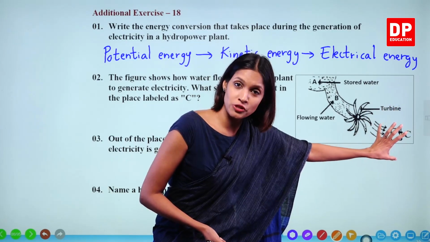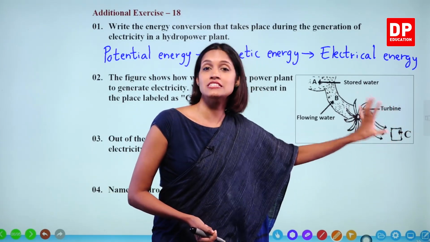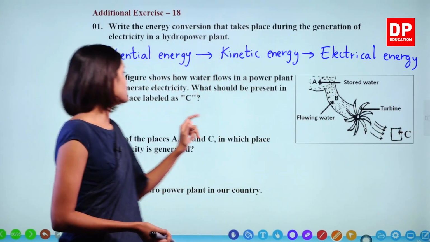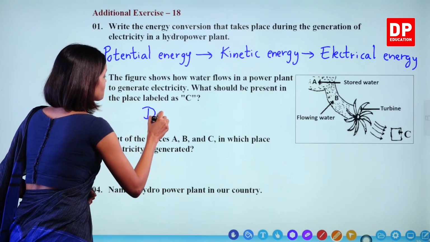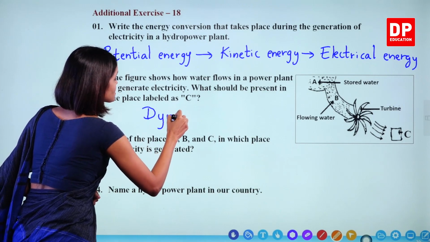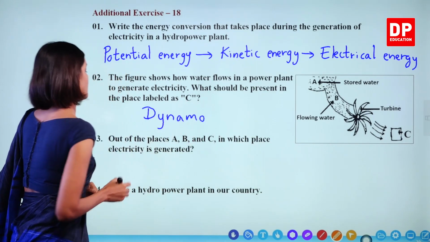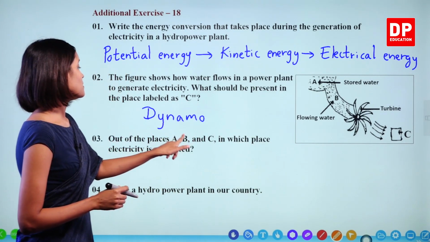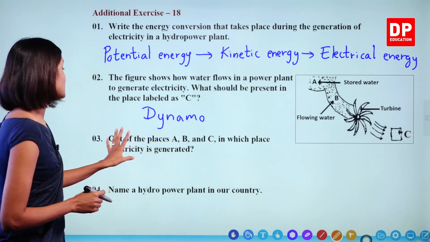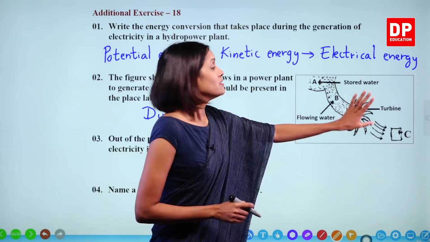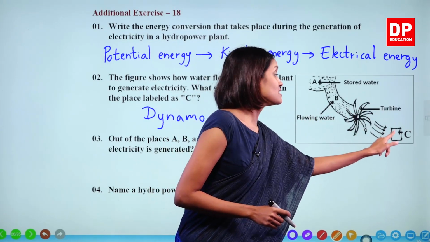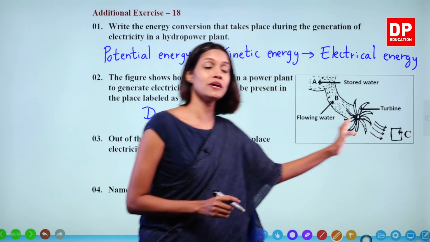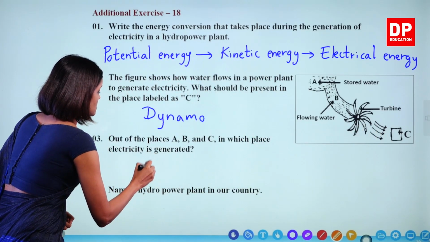When the dynamo rotates, the dynamo works, electricity is generated, right? So, what is labeled as C? Dynamo. You can even write generator. Out of the places A, B and C, in which place electricity is generated? So as I mentioned before, electricity is generated at C because that is the dynamo. Okay? At C.